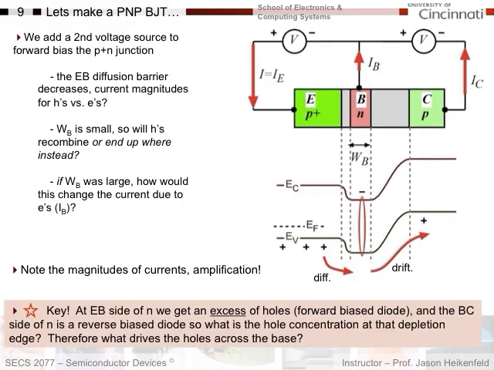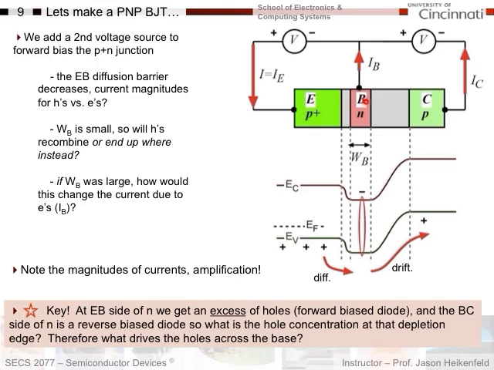What we do is we add a second voltage source. We have one voltage source here which reverse biases the base and the collector, so positive on the N, negative on the P, that's reverse biased, right? And now the collector's ready to collect by drift current. But importantly, what we've done here is we've added a voltage source to the emitter and the base, which has now forward biased it. Positive on the P, negative on the N, that's forward bias.